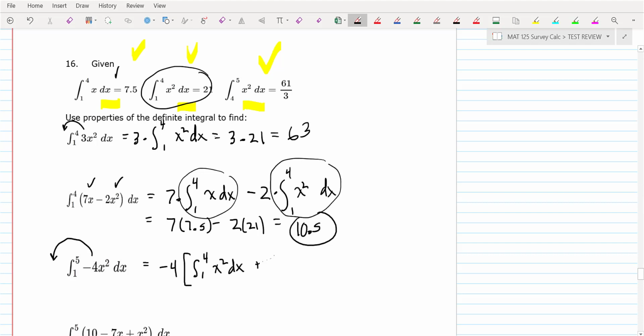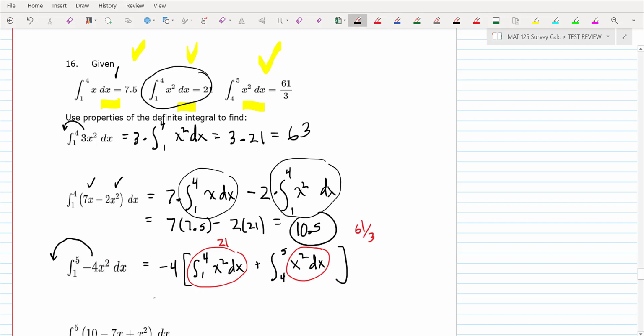Then you would have to do the integral from 4 to 5 of x squared dx like this. All right, and that's what you end up working out. So the idea is if you're going from 1 to 5, you've got to go 1 to 4, then 4 to 5. And then again, all these things I gave you. So this integral right here was given as 21. And then this integral from 4 to 5, that was given as 61 over 3.